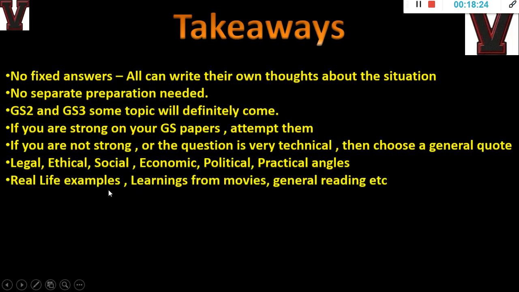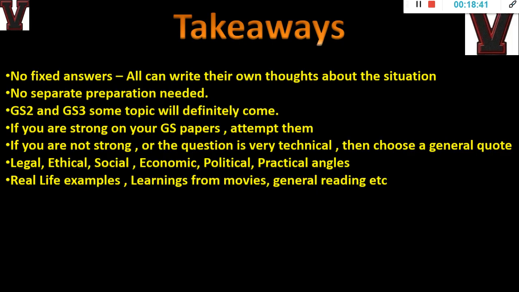Now real life examples are always good. Whenever you use something which you already know, maybe a speech by someone which you heard, or something which is real. But it cannot be something exaggerated or a bluff. It has to be something real which is practically believable. Then learnings from movies can also be used. General reading, everything can be used.